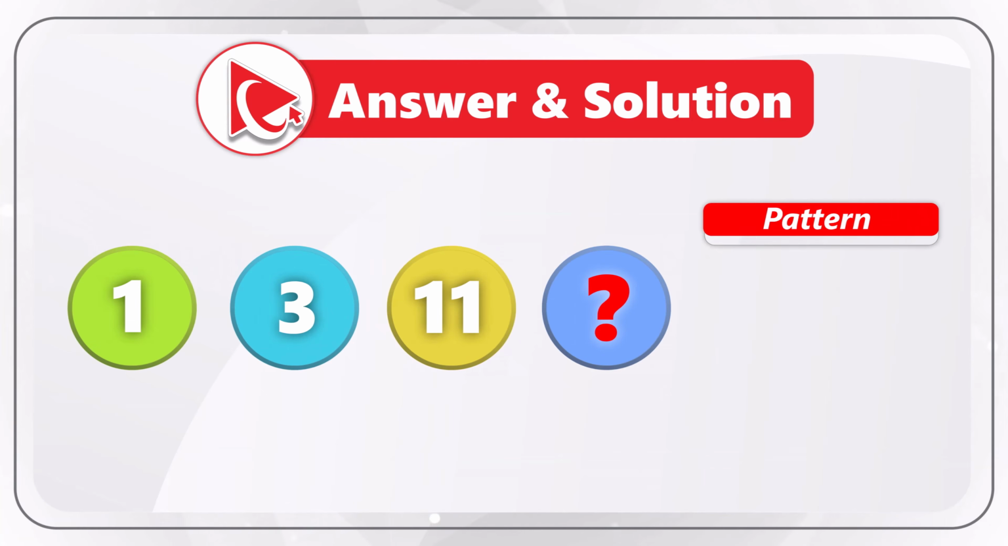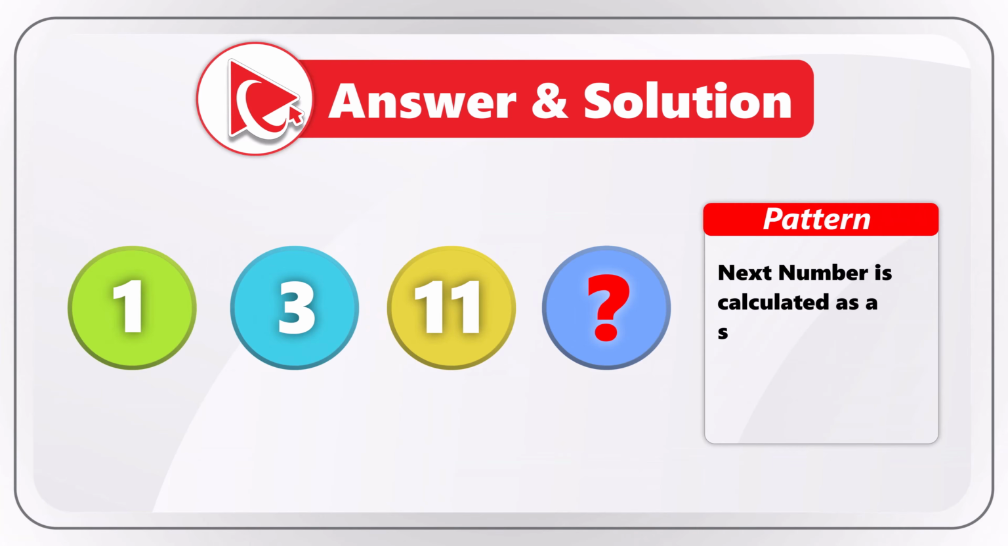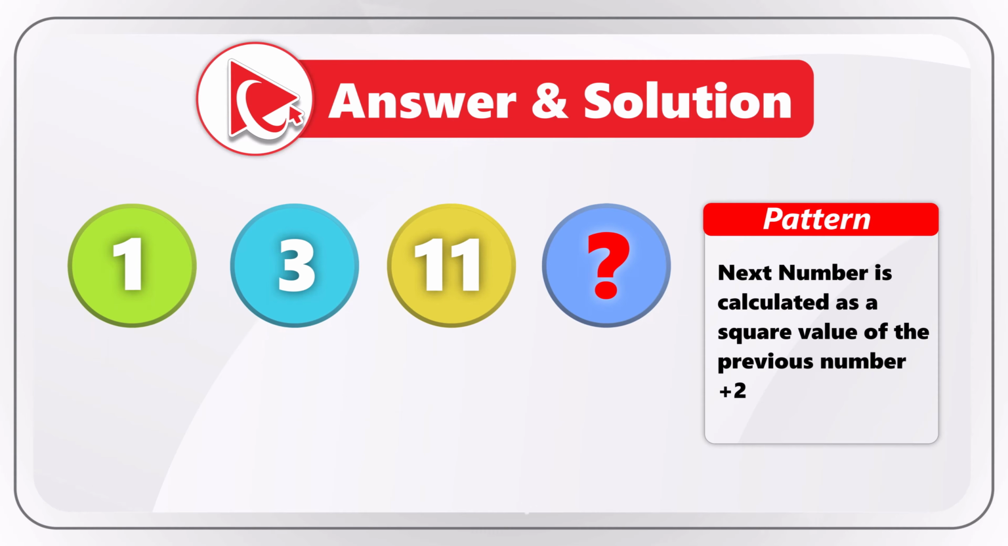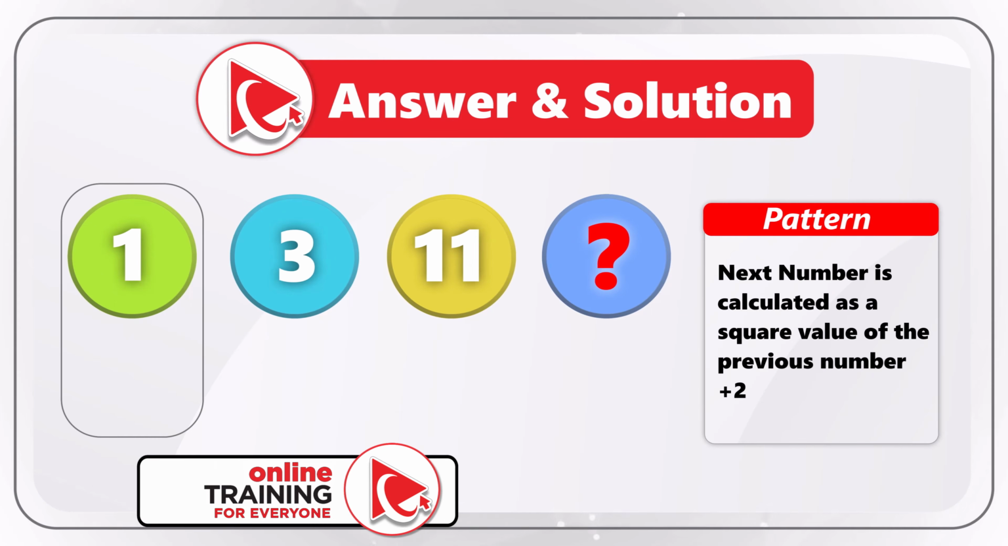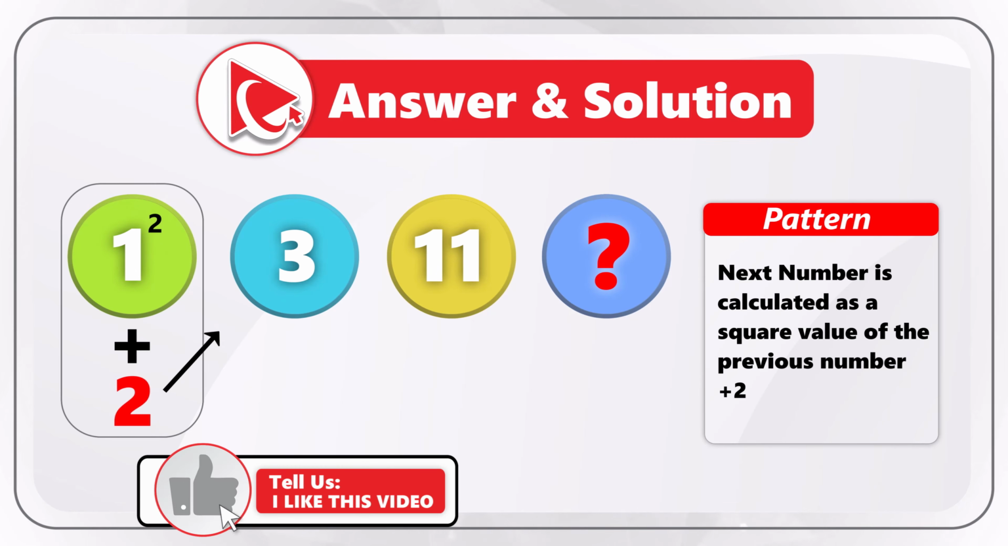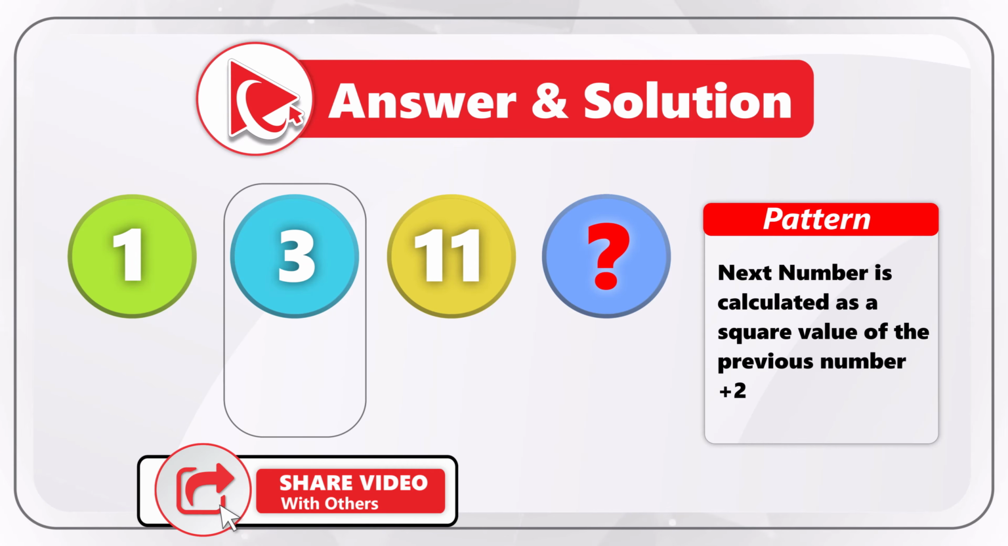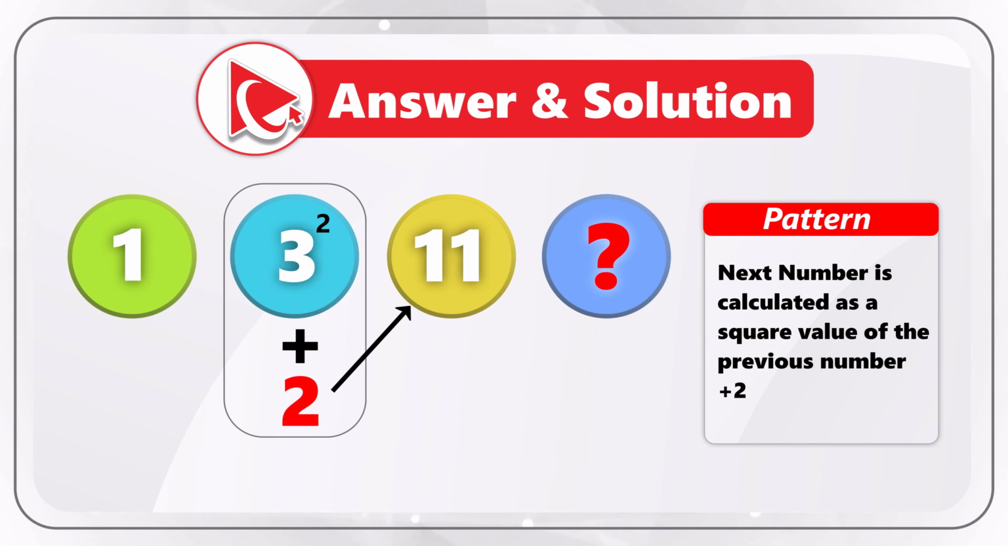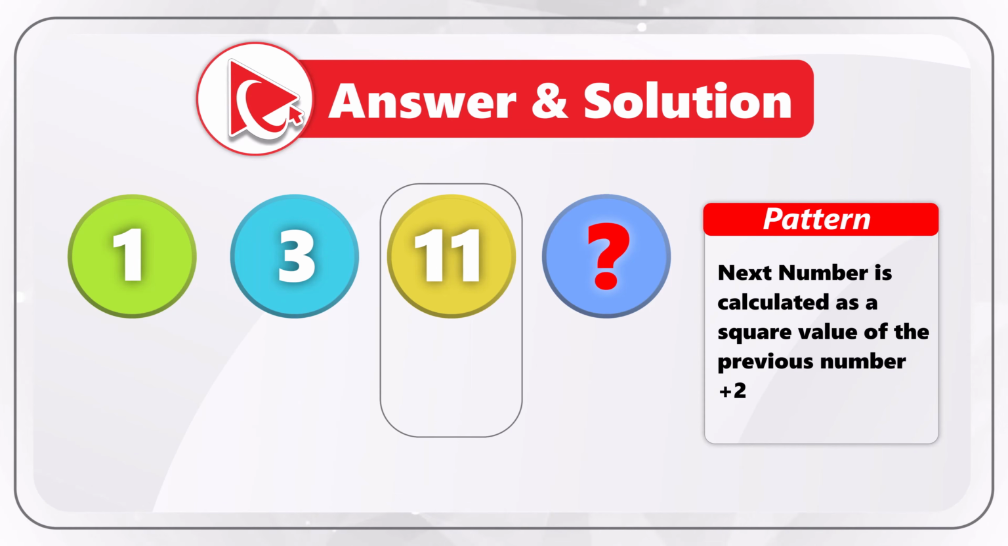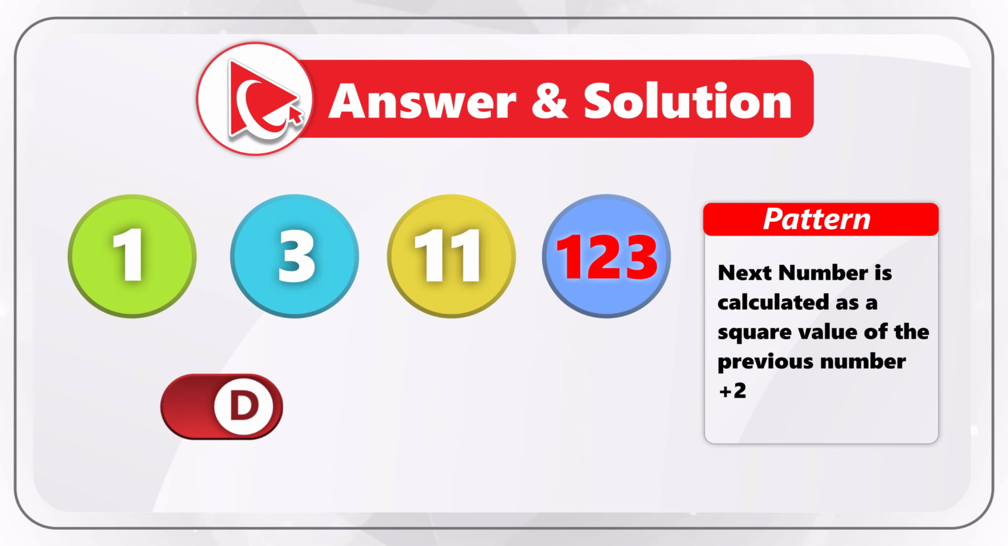And the pattern here is that the next number is calculated as the square of the previous number plus 2. Let's look at the example. The first number is 1. 1 squared plus 2 equals 3. Then comes the next number, which is calculated as 3 squared plus 2, which equals 11. So the missing number calculation would be 11 squared, which equals 121, plus 2, which would equal 123. So the correct answer here is choice D, 123.